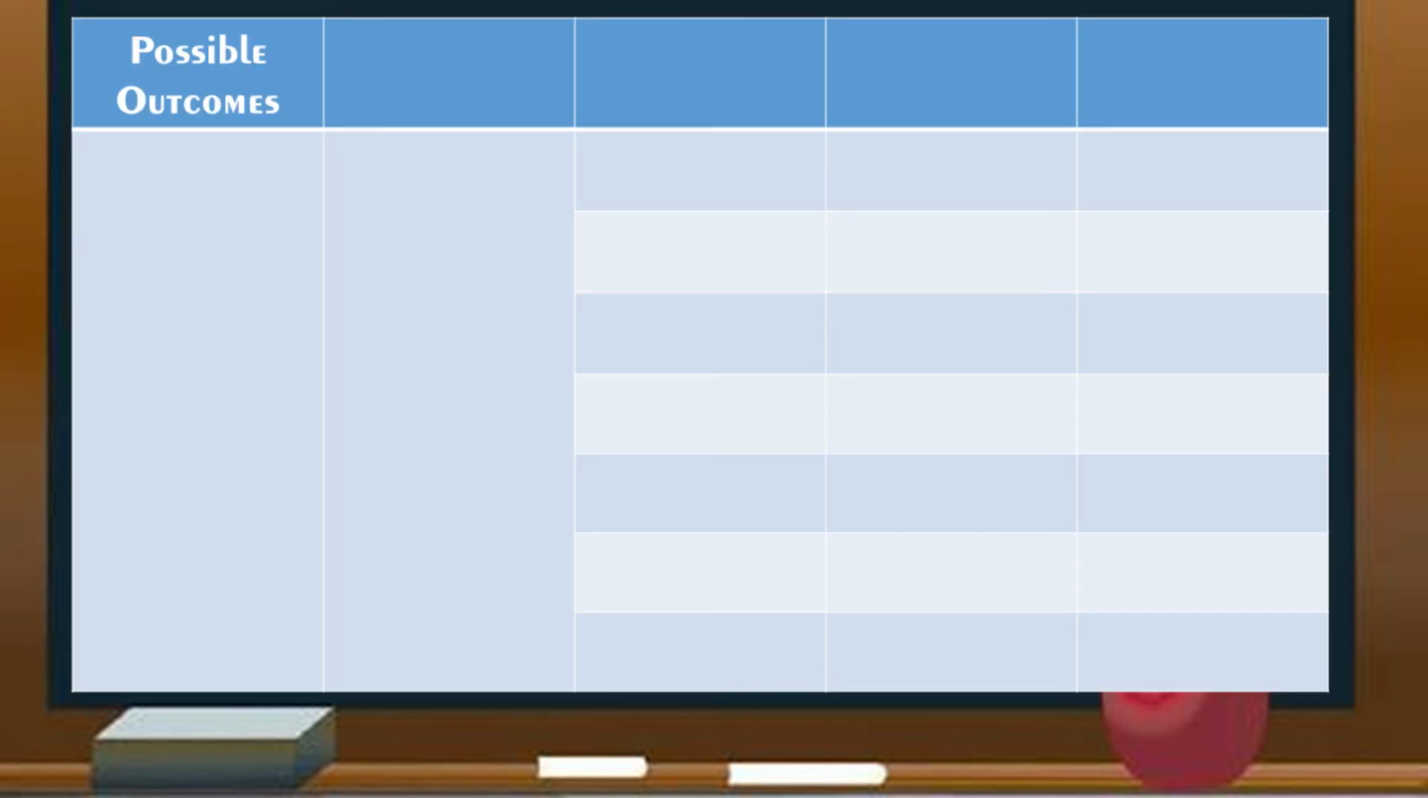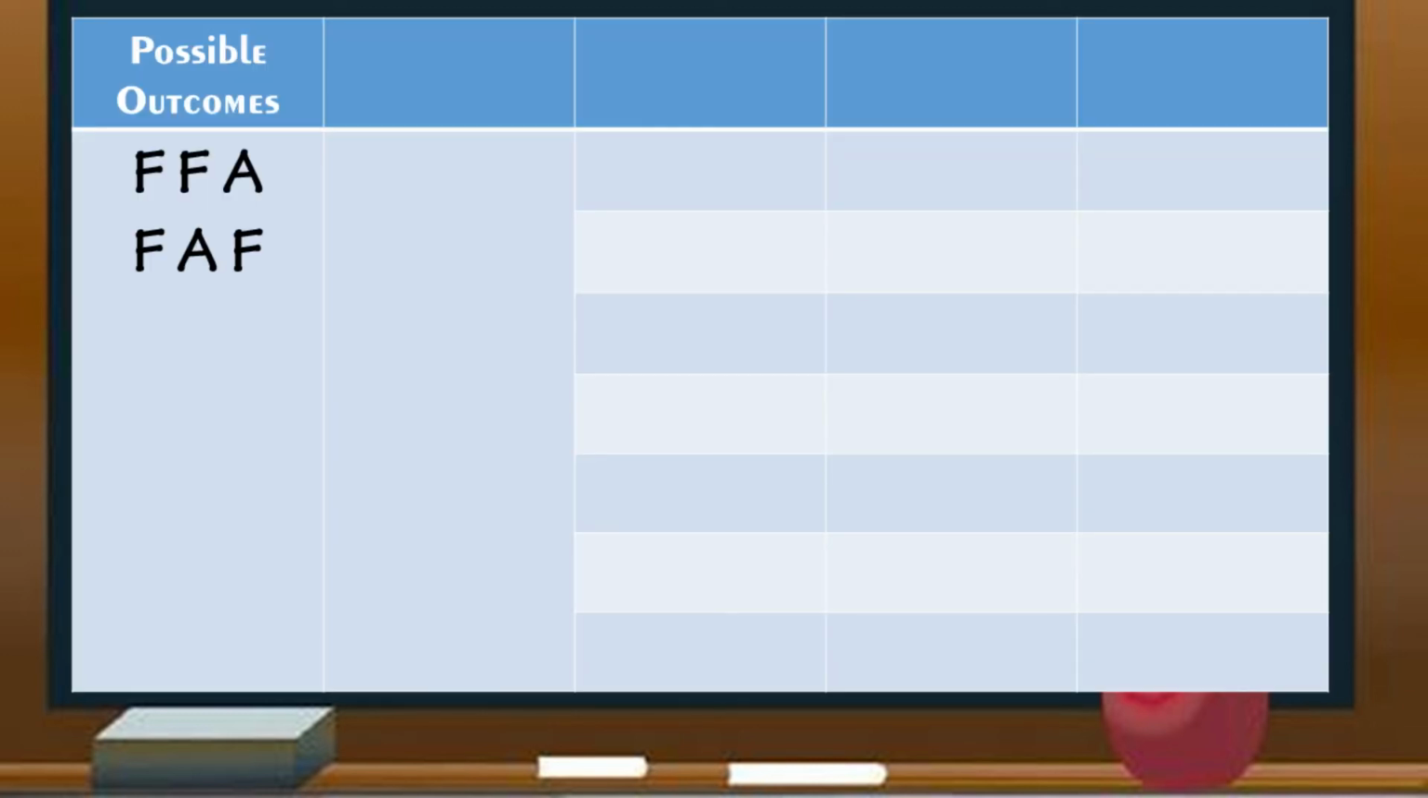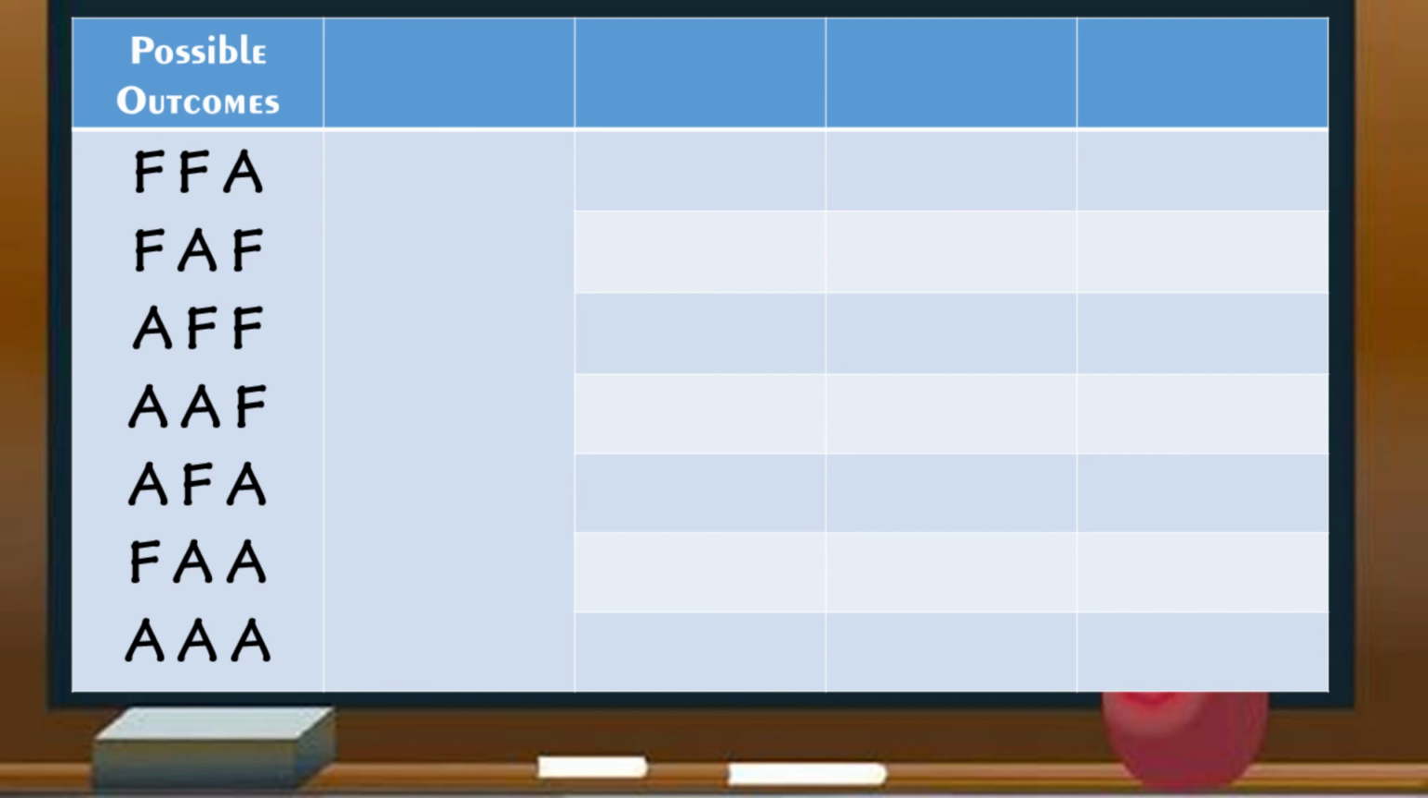Again, first step. List down all the possible outcomes on selecting only 3 consuls. So here are the possible outcomes. Filipino, Filipino, American. Take note, we cannot have 3 Filipinos because there are only 2 of them. Next, Filipino, American, Filipino, AFF. We also have AAF, AFA, FAA, and AAA.